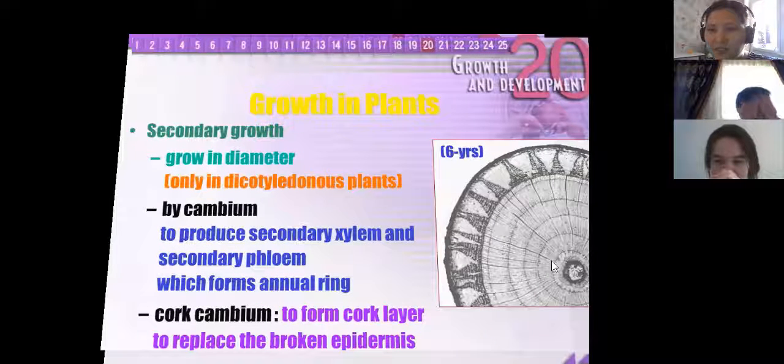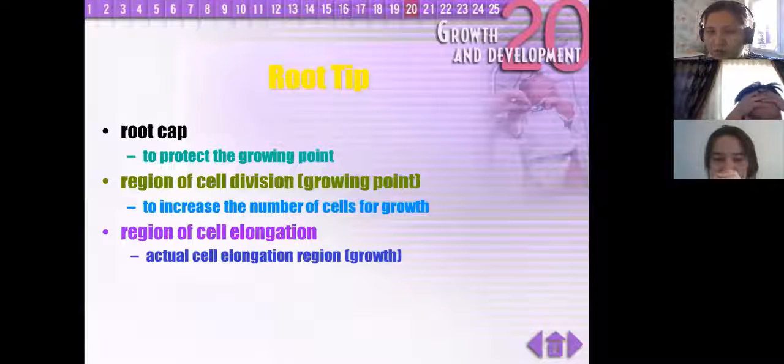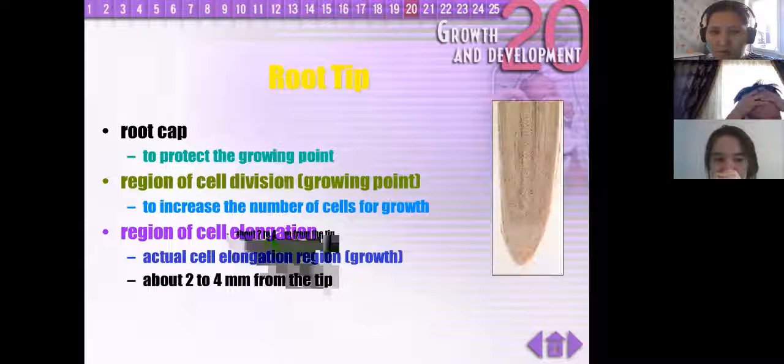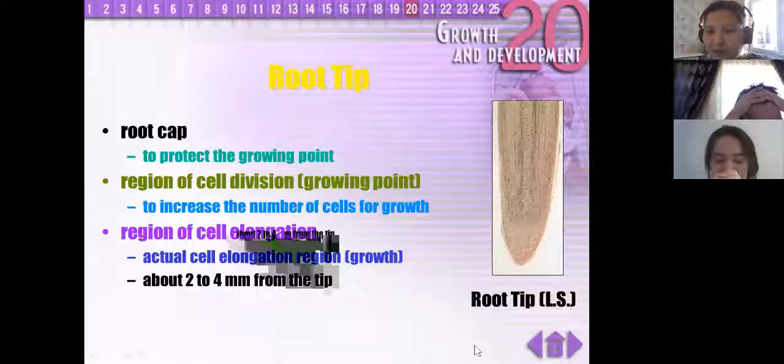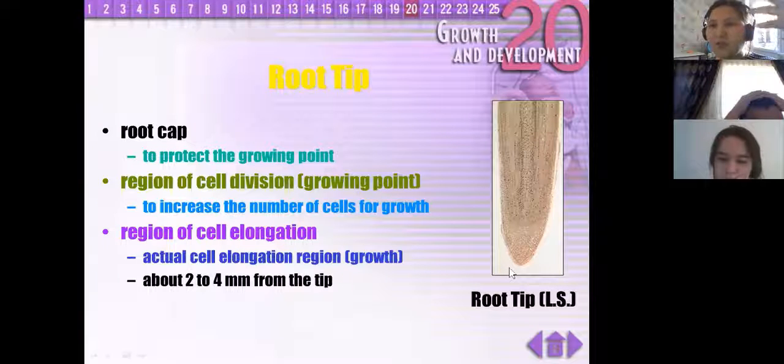The root tips. The root also grows. Until when does it grow? You see from this picture, to protect the growing point, the region of cell division, and increase the number of cells in growth, elongating, it is just going downside of the earth. Okay, and if it reaches its maximum diameter, it will stop growing.